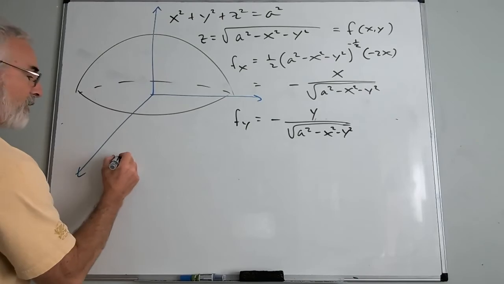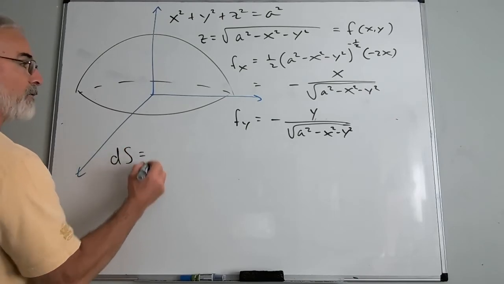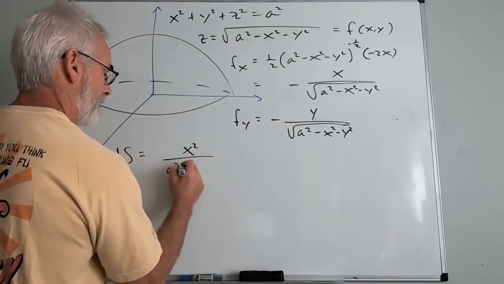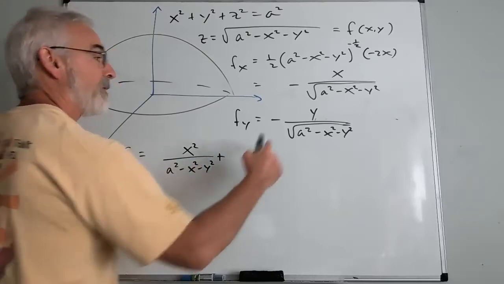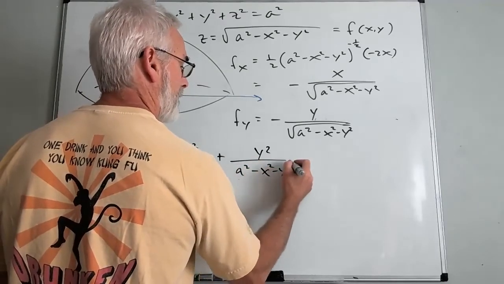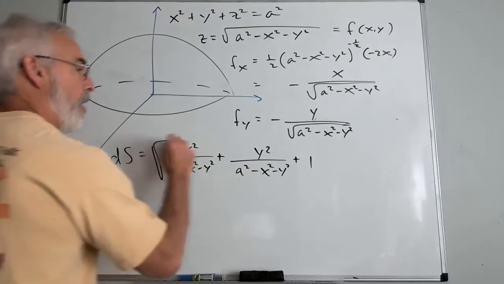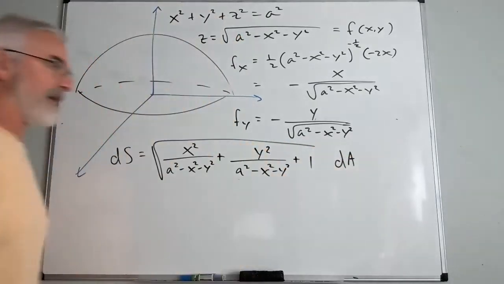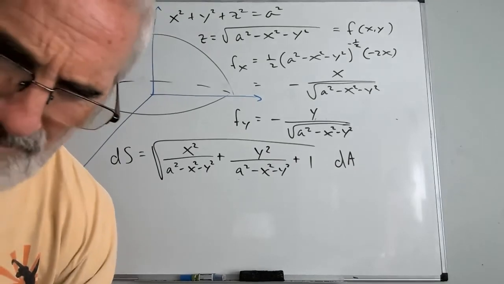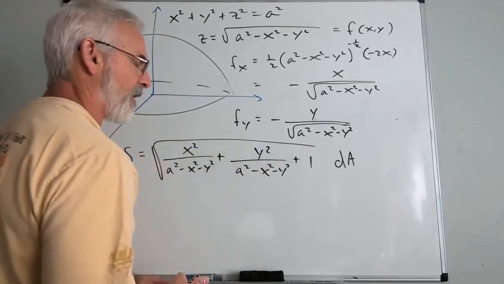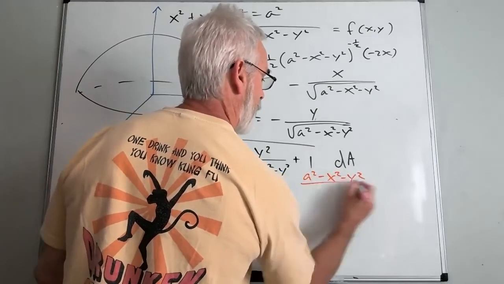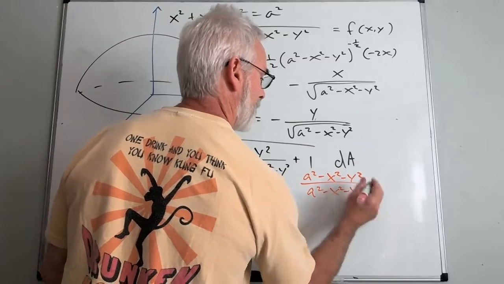So finally, my surface area parameter, and I'm going to write it formally. ds is equal to this squared plus this squared plus 1, all under the root, integrated with respect to a. Oh boy, that looks absolutely terrifying, doesn't it? Or does it? If I put this all over a common denominator, won't this term here become a squared minus x squared minus y squared over a squared minus x squared minus y squared?